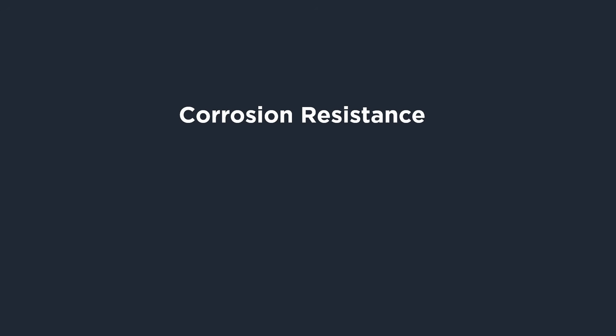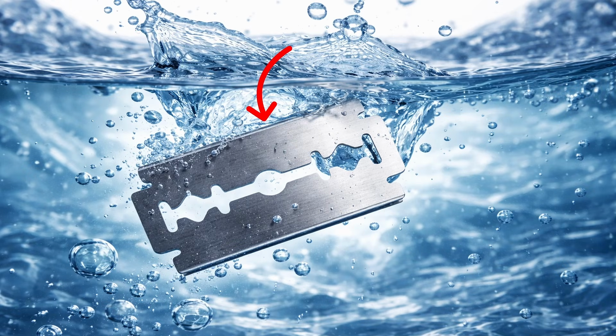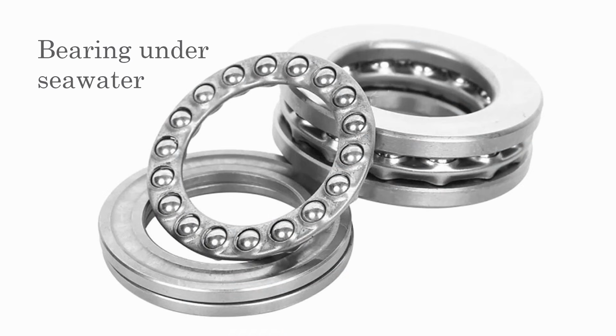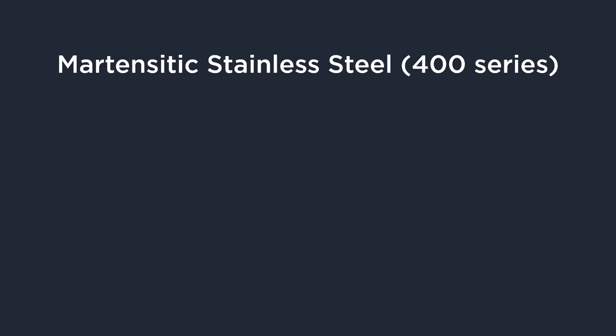Now, these Austenitic stainless steels are great for corrosion resistance, but due to their very low carbon percentage, they cannot be hardened by heat treatment. So in applications where we need both corrosion resistance and high hardness, for example, to maintain a sharp cutting edge or improve wear resistance in sliding applications, there is Martensitic stainless steel. These come under the 400 series. There are many grades, but the most commonly used are 410, 420 and 440C.